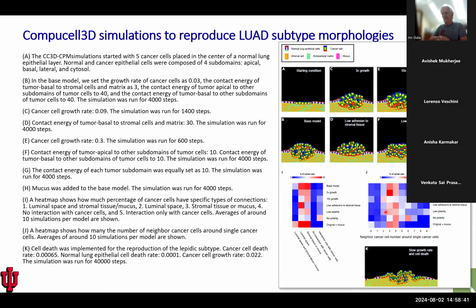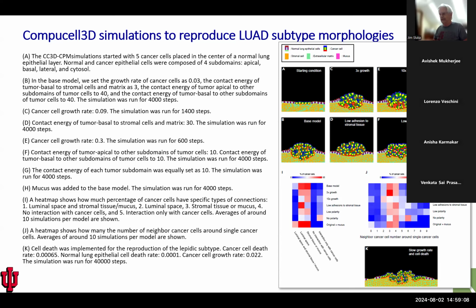So in the model in the paper, what we started with was just this initial condition of some normal cells, some tumor cells in the epithelial layer, and then studied how changes in the parameters in the model result in different phenotypes after the simulation has progressed and the tumor has developed. So you can increase the rate of cell growth for the tumor cells a little bit, a lot.